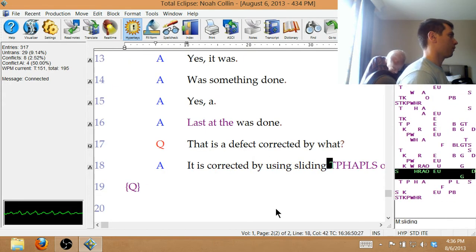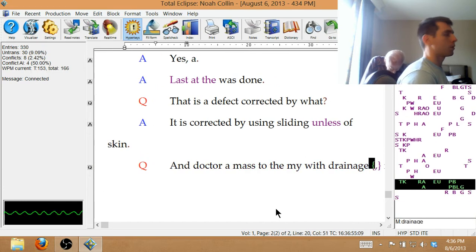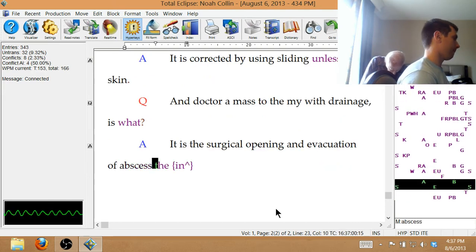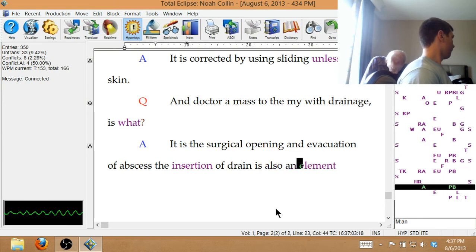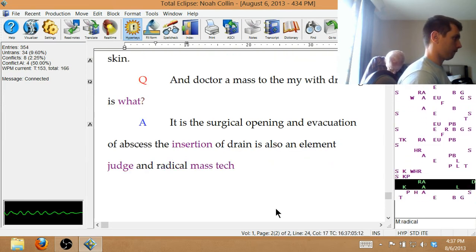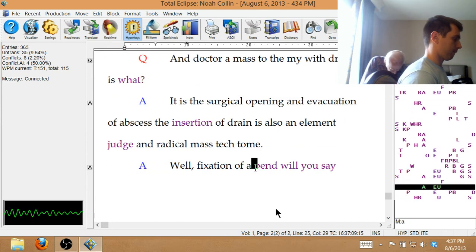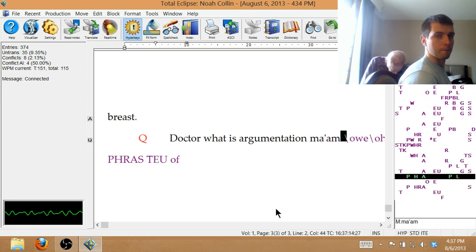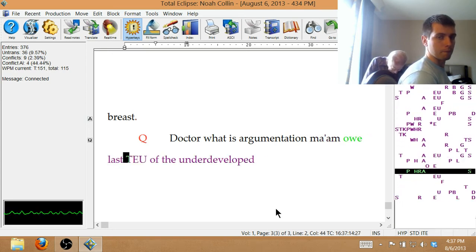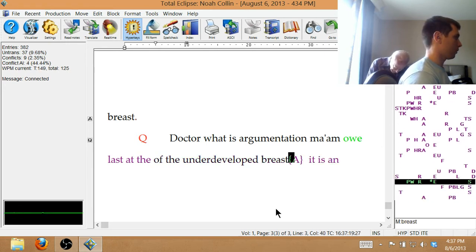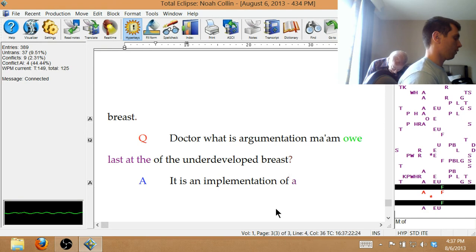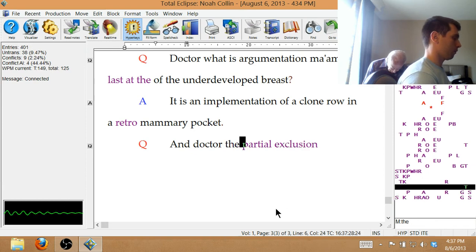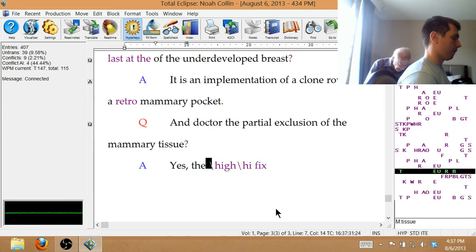And doctor, a mastotomy with drainage is what? It is the surgical opening and evacuation of abscess. The insertion of drain is also an element. And radical mastectomy? Well, fixation of a pendulous breast. Doctor, what is augmentation mammoplasty of the underdeveloped breast? It is an implantation of a Cronin silicone prosthesis in a retromammary pocket. And doctor, the partial exclusion of the mammary tissue? Yes, the high fixation of the breast.